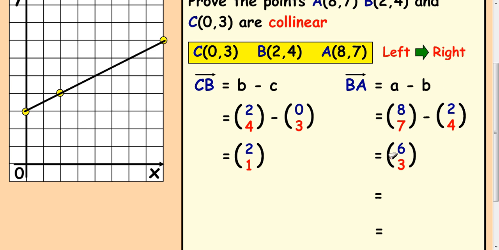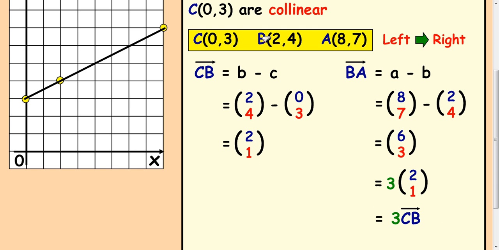So if you take out a common factor here, and in this case it would be 3, then what we're saying is that this vector from B to A is 3 times that of C to B, which means it's parallel. And also they both share the point B, so they've got a common point.